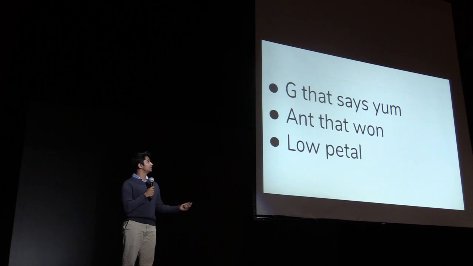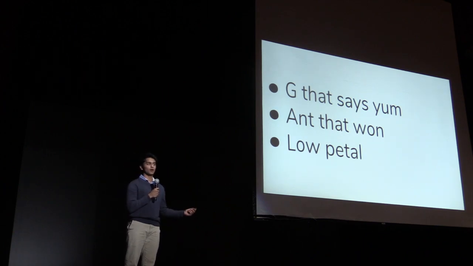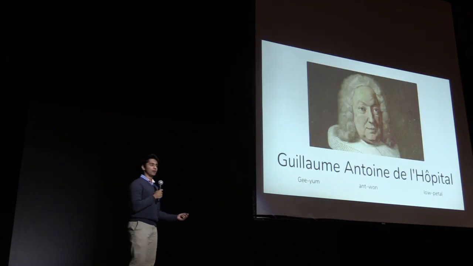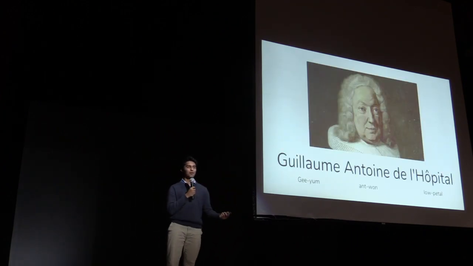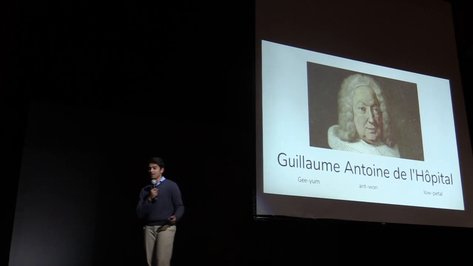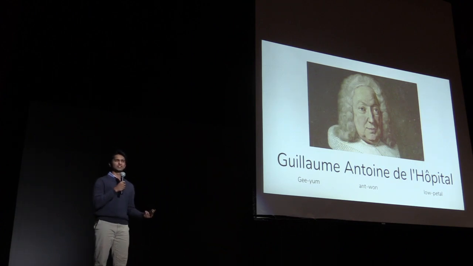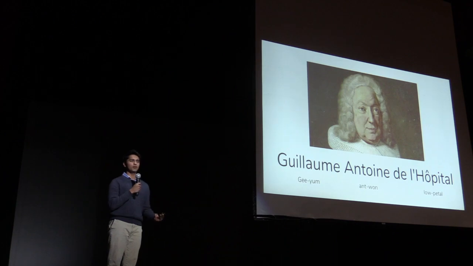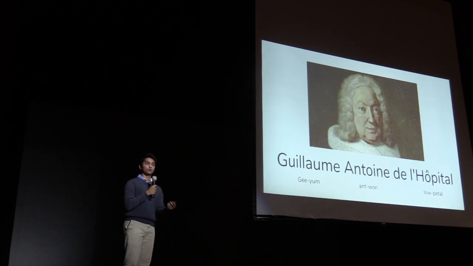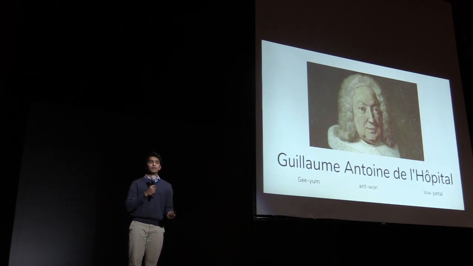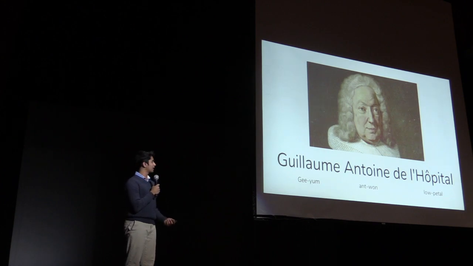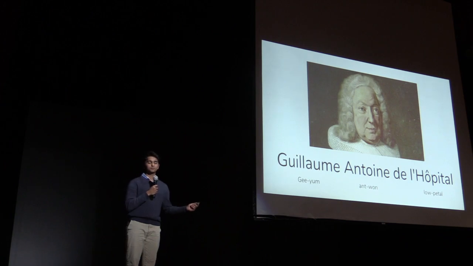Now, I just made you imagine a G that says yum, an ant that won, and a low petal. You just learned how to pronounce Guillaume de l'Hôpital, a guy who you learned about in calculus. Now, the more vivid you make these objects, the more weird they seem to you, the more likely you are to remember them. For example, if you imagine the letter G with big hairy arms, or the ant walking really, really fast all over the couch, it's likely that you will never forget this guy's name.